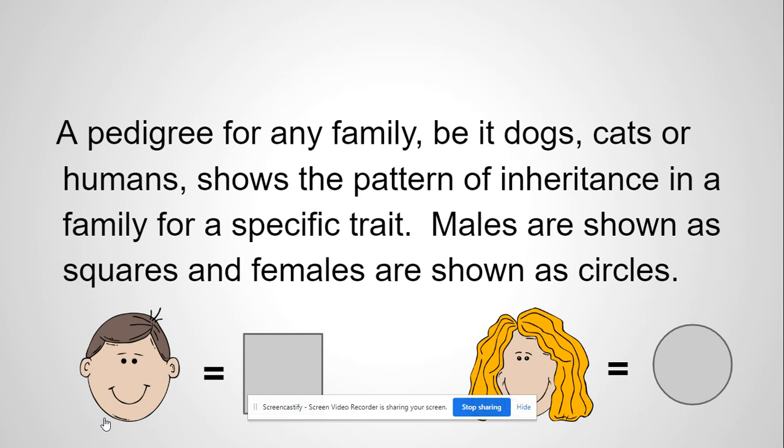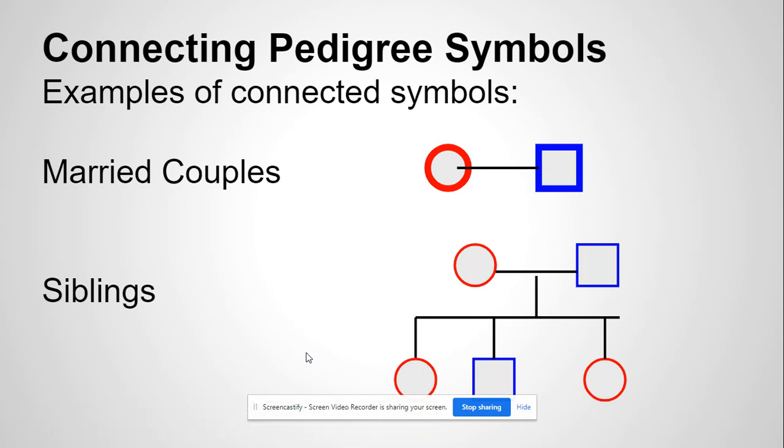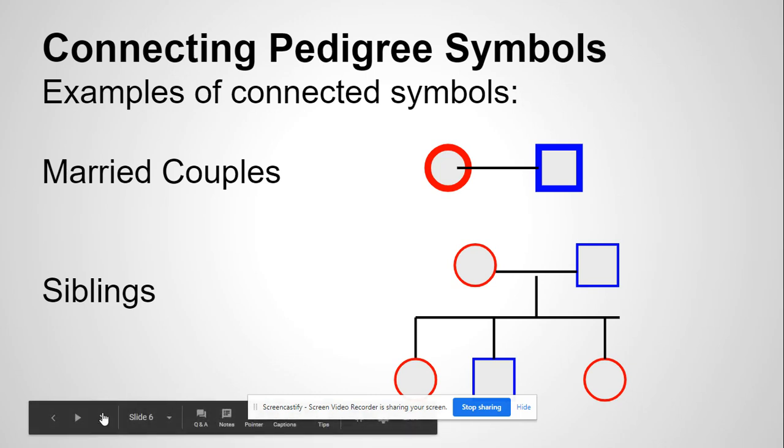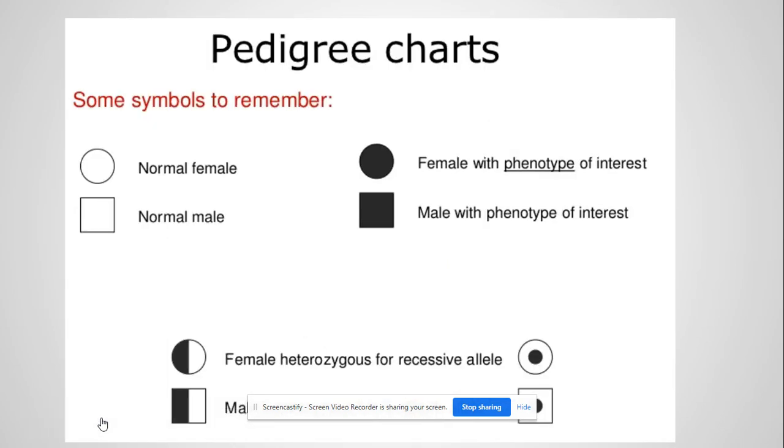We use different symbols to represent people in a pedigree chart. So we always use males have a square and females are going to have a circle. We have other symbols. So a married couple would have a line connecting the two of them, and then siblings would be branches off of a married couple. So in this example, the married couple will have 3 children, 2 girls, and the middle child is a son. There are other examples in a pedigree chart.